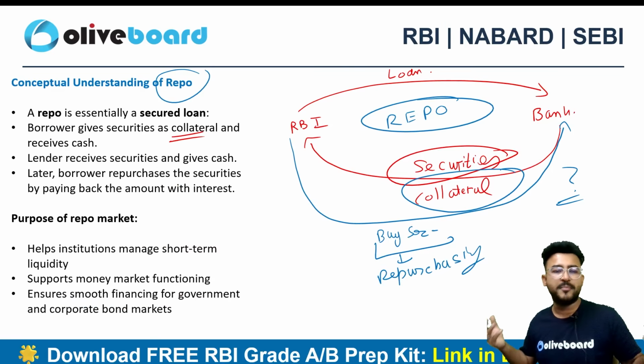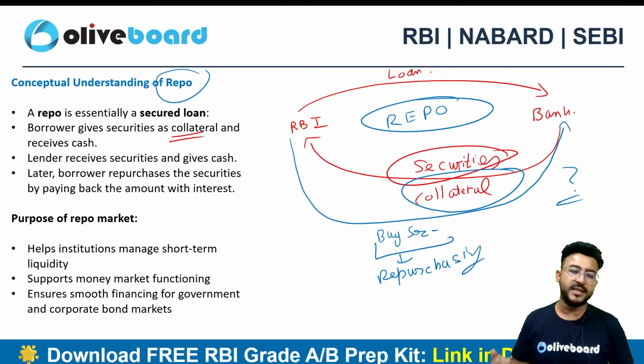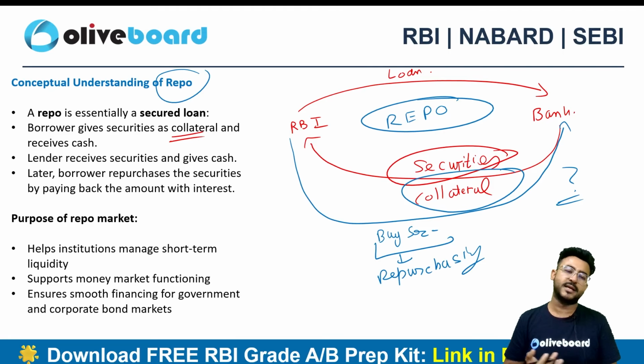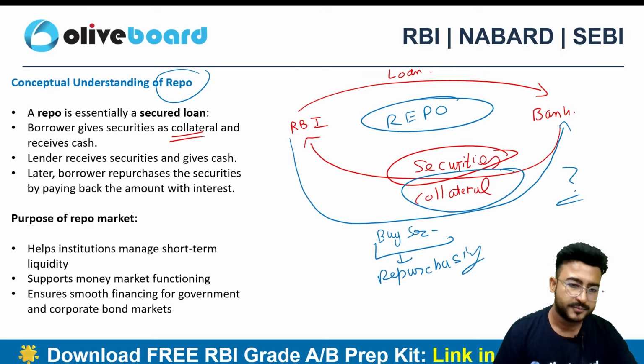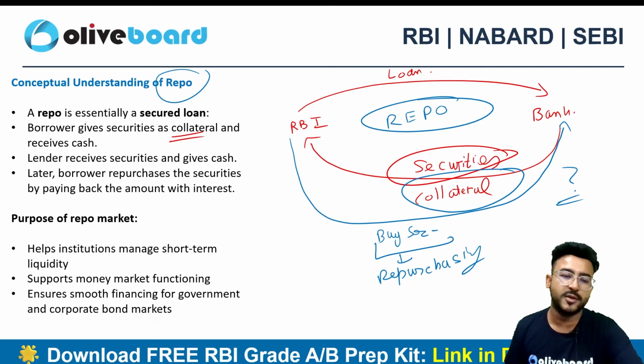Now why is the repo market important? Obviously it helps financial institutions in managing short-term liquidity needs. It's a major instrument of the money market. Money market क्या होता है? एक साल से कम वाला market होता है, right? And this also ensures smooth financing for the government and the corporate bond market.